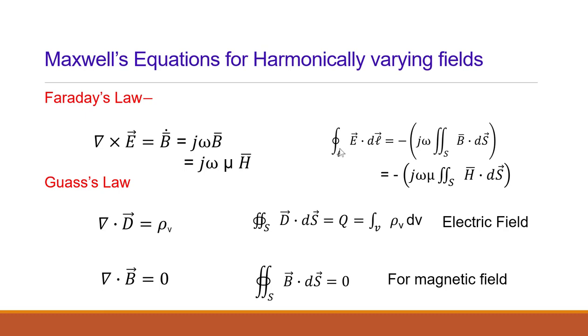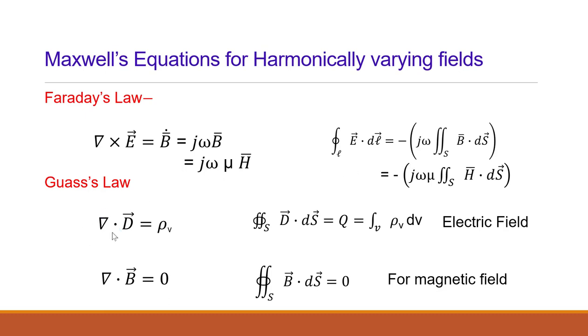Then in integral form, circular integration of E bar dot dl bar is equal to minus double integration of B bar dot ds bar. But B bar dot is replaced by j omega B bar. So it will become minus j omega double integration of B bar dot ds bar. Instead of B bar, we can put mu into H bar. So it will become now minus j omega mu double integration of H bar dot ds bar. Okay, so this is the integral form and point form of Faraday's law.